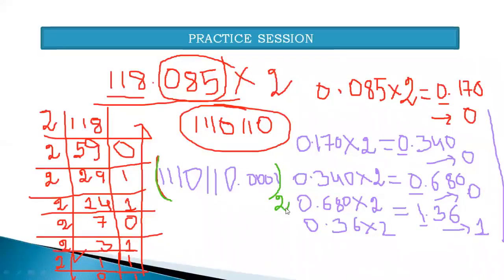Yeah, Janvi, ask. Sir, in this question it was given 118.085. So instead of this, if it would be given like 118.85, then the fractional number would be 0.85 into 2. Then the answer would be 1.70. So, sir, after that, what will we be doing?